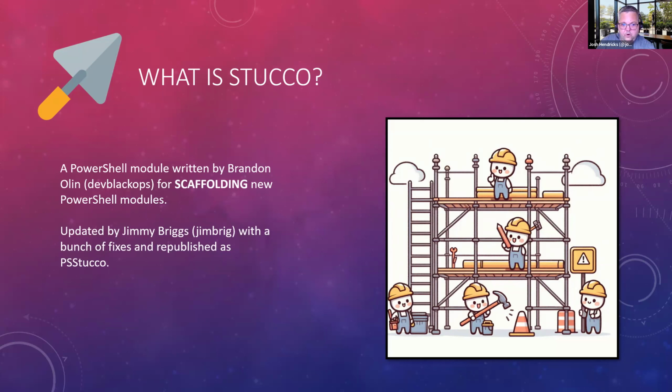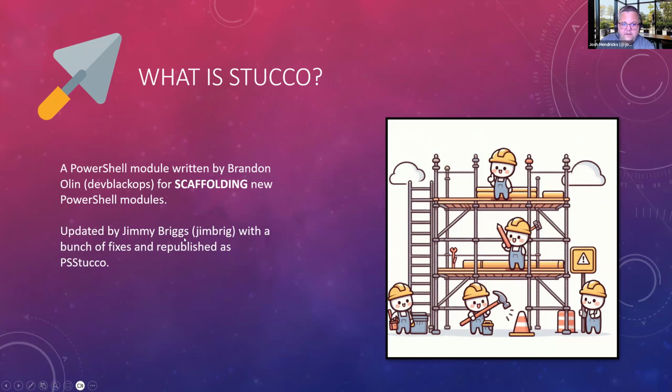So it was written by Brandon Olin, who is Dev Black Ops online. He's got a book called Building PowerShell Modules, I think. It's on LeanPub, and I don't remember if he mentions this module in that book, but I think I started reading that book first and then discovered Stucco after that. And then Stucco introduced me to a bunch of new concepts for PowerShell module development. And so today, time permitting, we'll step through all of those different features that the scaffolding produces.